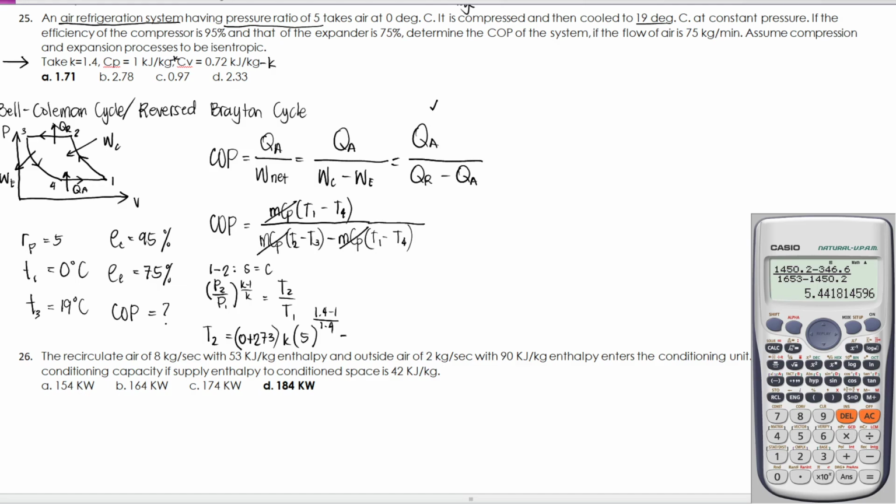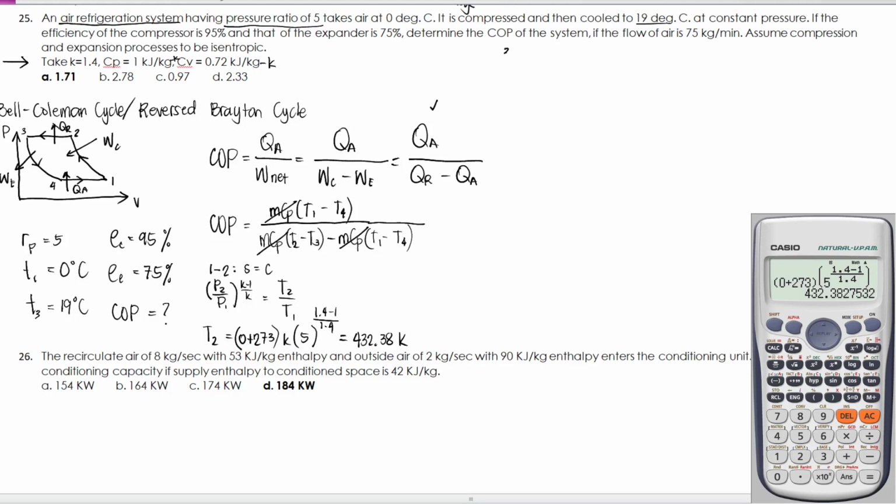Alright, so temperature 2, calculate natin. So, 0 plus 273 times 5 raised to K minus 1 over K. So, that is 432.38. Ayan. 432.38 ang temperature 2. Next is temperature 4.